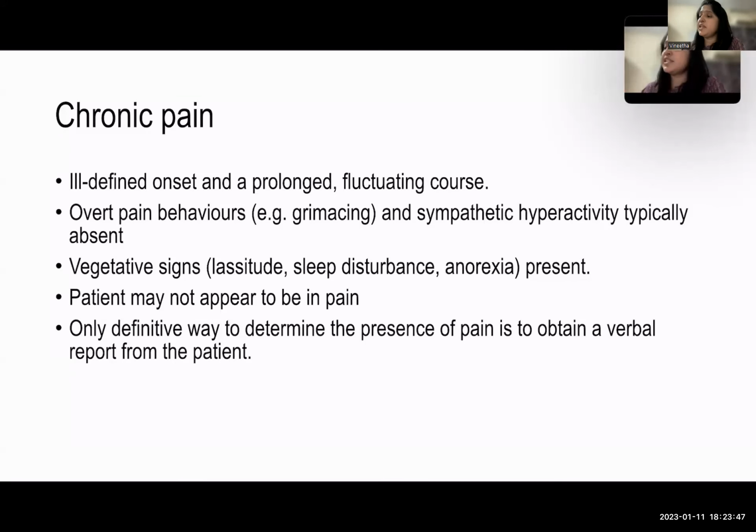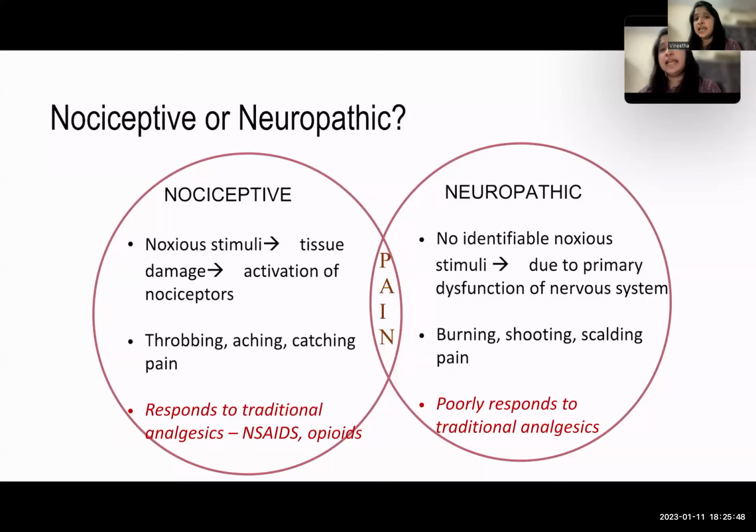Then neuropathic means there is either a nerve injury or dysfunction. So why do you want to differentiate between these two, nociceptive or neuropathic pain? What is the character of nociceptive pain? Nociceptive pain is like throbbing, dull aching, catching kind of pain. Whereas neuropathic pain, when the nervous system itself is injured or dysfunctioning, you will have burning, shooting, scalding type of pain, numbness, tingling, pin pricking sensation. These are the kind of symptoms.